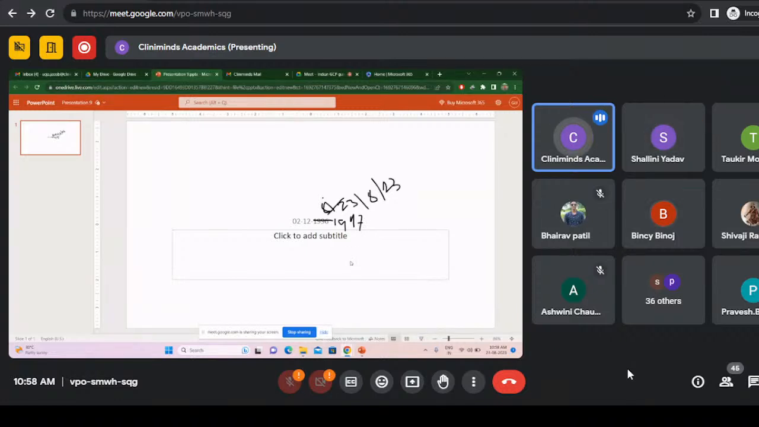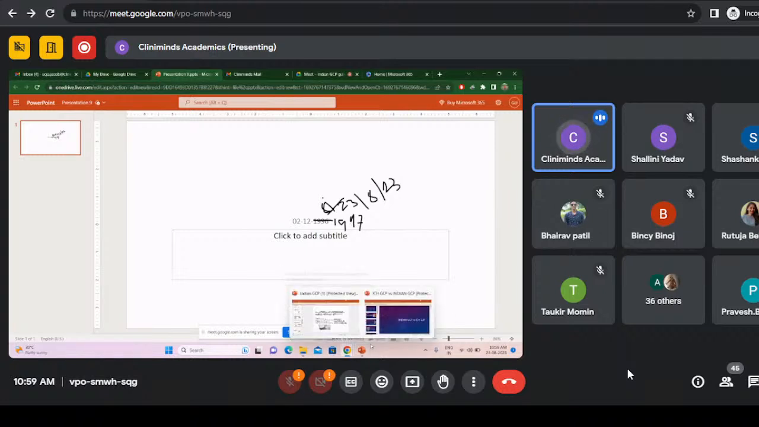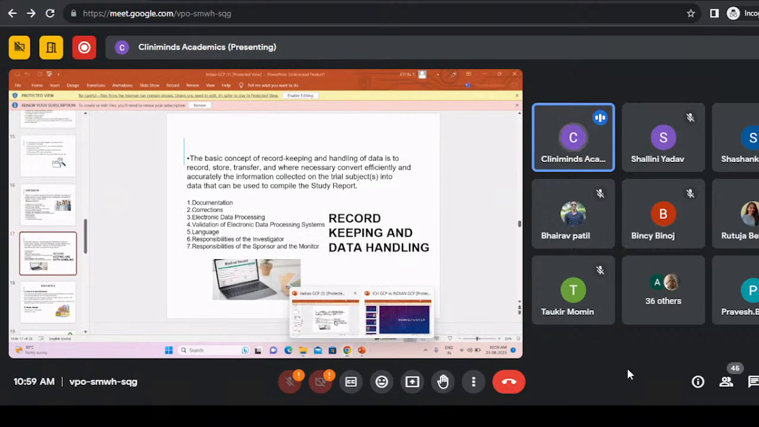Yes, ma'am. This is the way we do the documentation. If you make any mistakes in any paper document, this is the way to correct it. Understood? Clear? Yes, ma'am. But this is the case for the paper one. If you make any mistakes in an electronic document, for example, a mistake in the CRF, how can you do this correction?